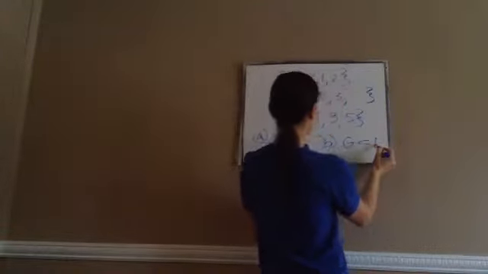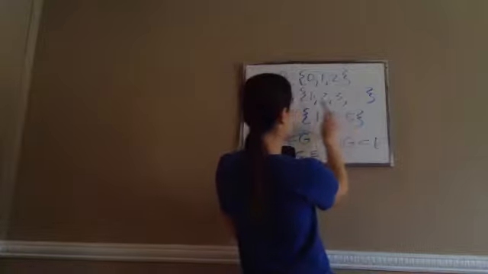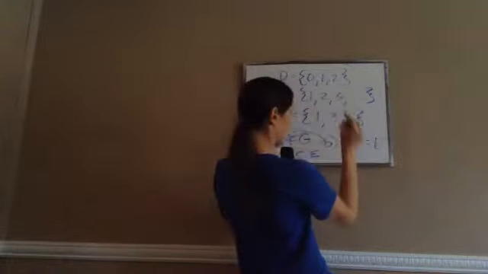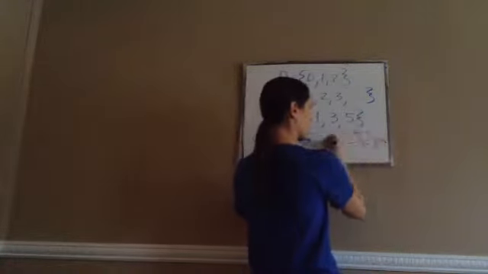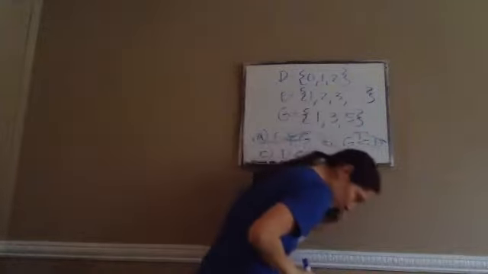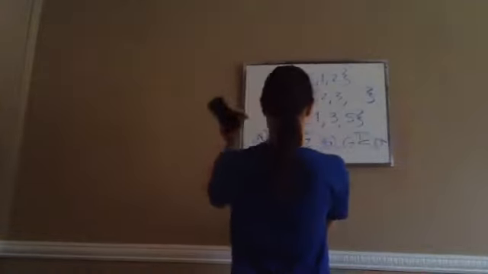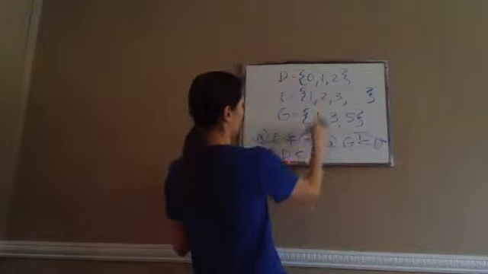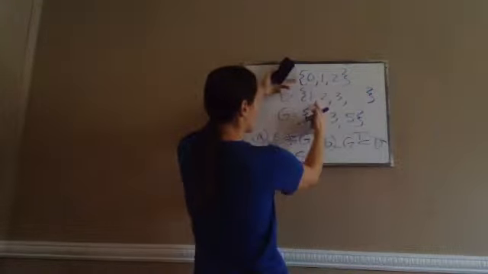B says G is a subset of E. Yes. 1, 3, and 5. Will this have 1, 3, and 5? Yes, it will. So this one is true. And then C. C says D is a subset of E. D, subset of E. No.